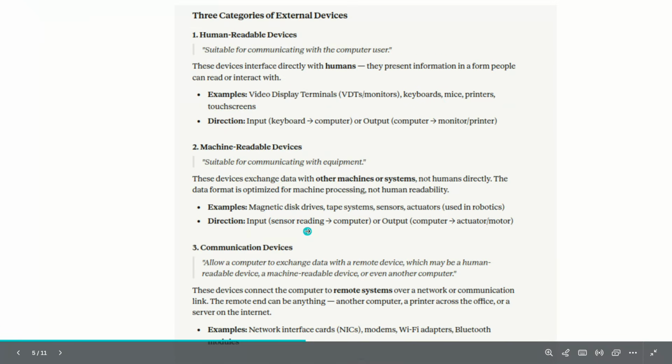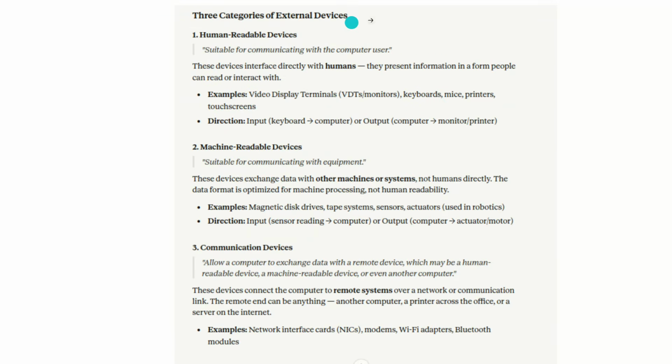Now let's see, there are three categories of external devices. The first is the human readable device, the second is the machine readable device, and the third is the communication device. What are the three categories of external device? We have human readable device, machine readable device, and communication device.